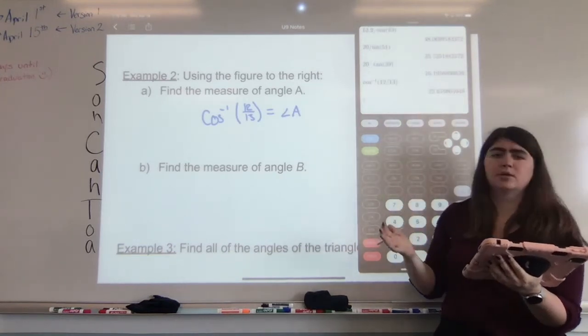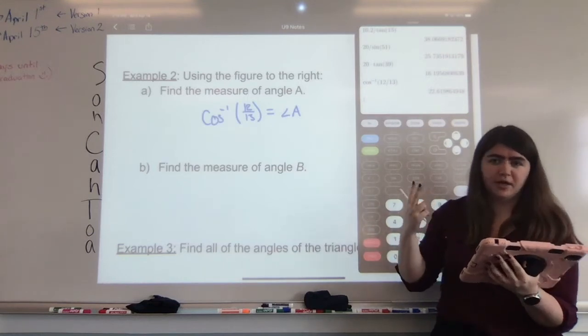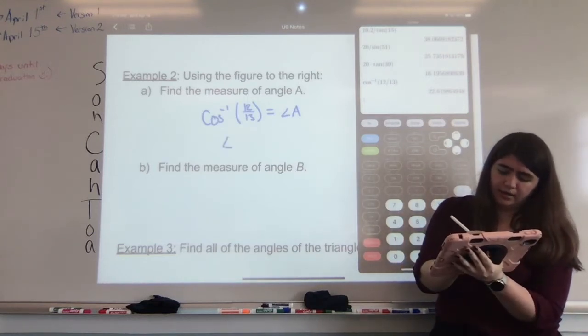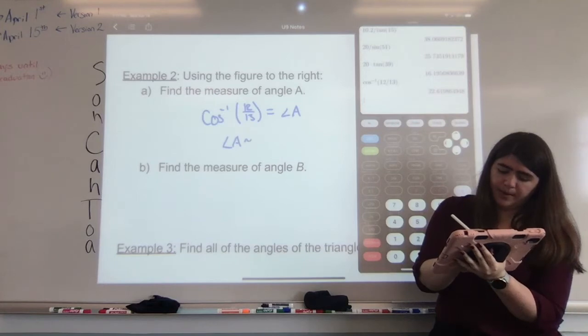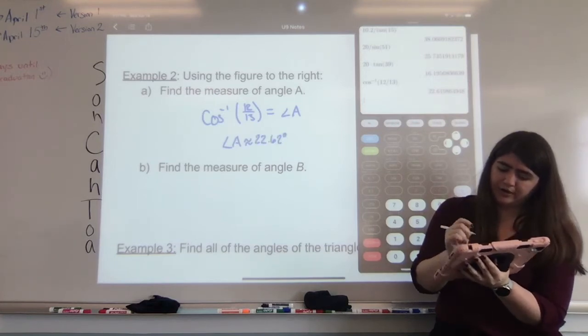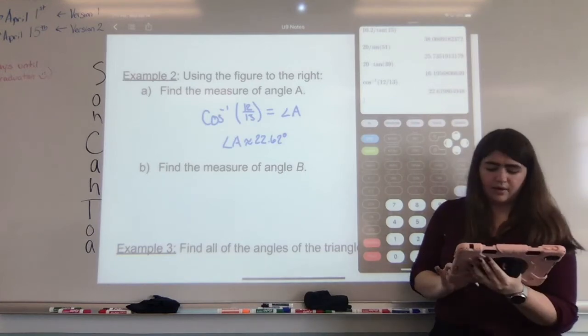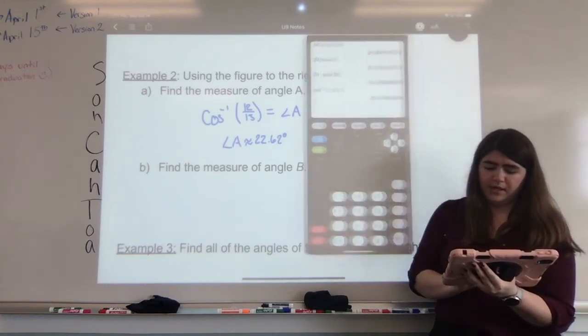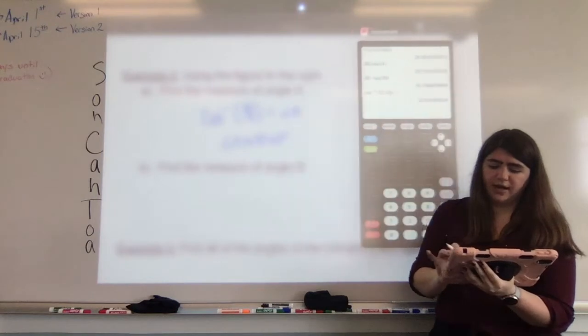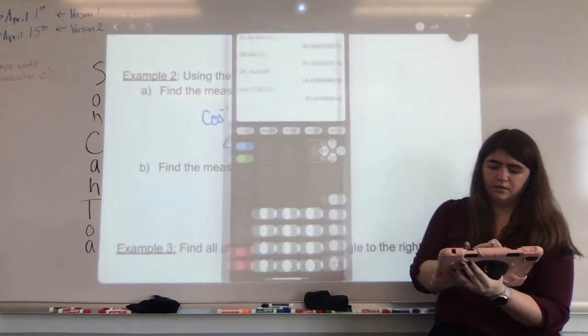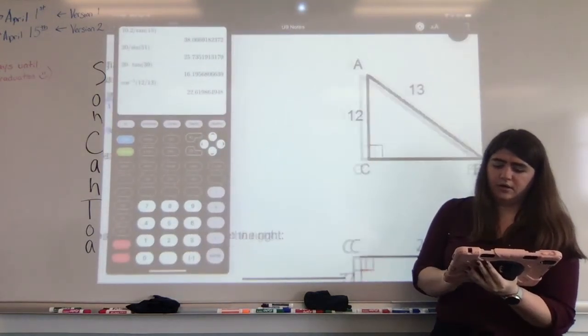22.619 rounds to 22.62 using 2 decimal points. So angle A is about equal to 22.62 degrees. All right, so now we want to find the measure of angle B. I'm going to move my calculator to the other side if it will let me. There we go. And let's look at this triangle again.